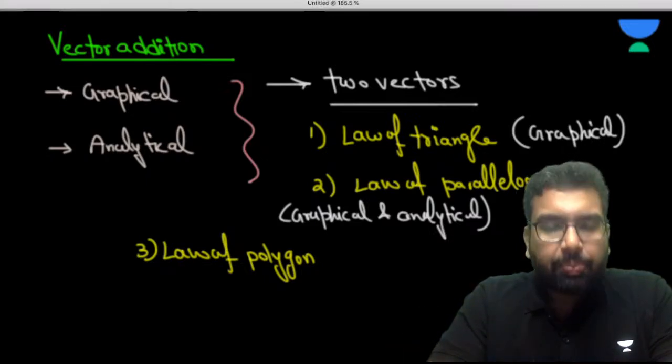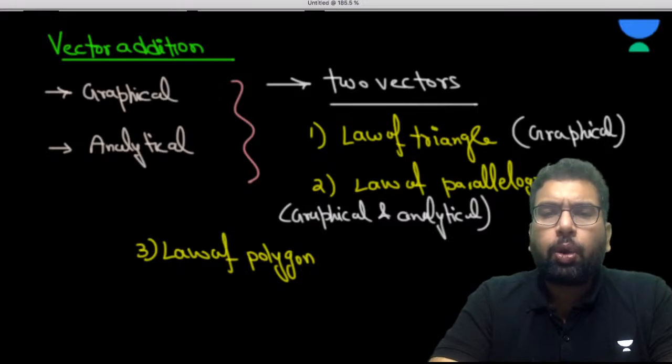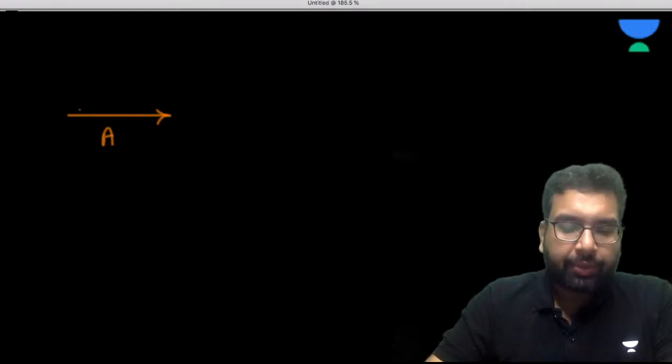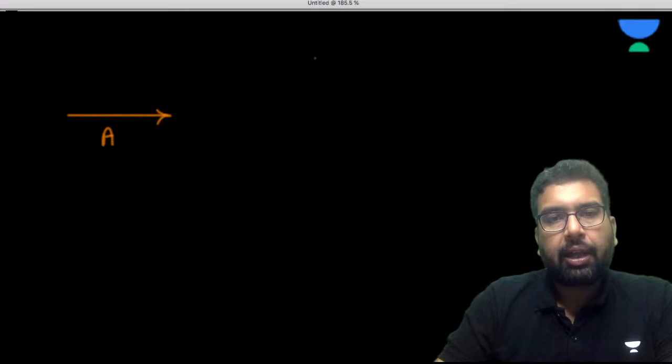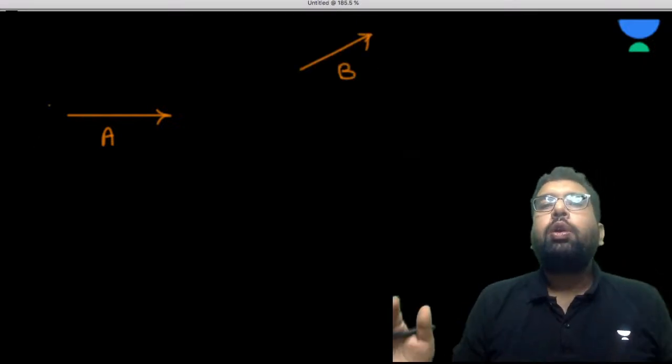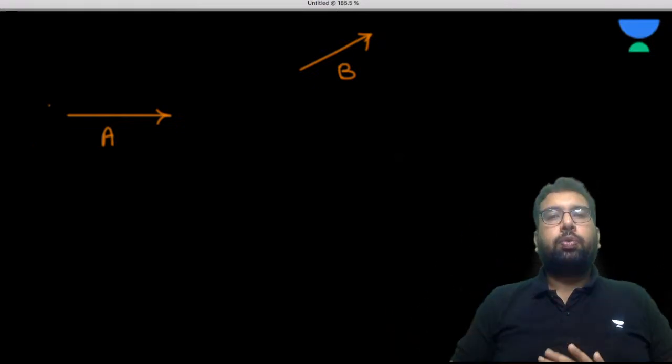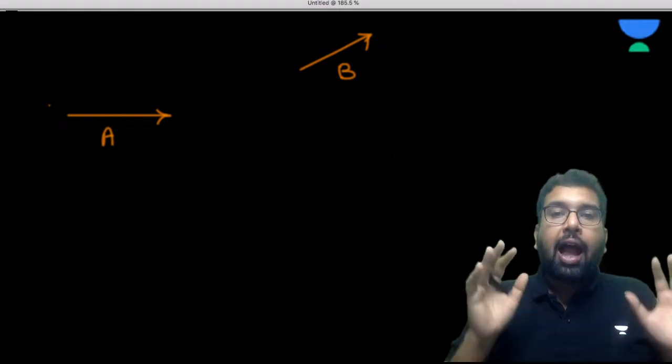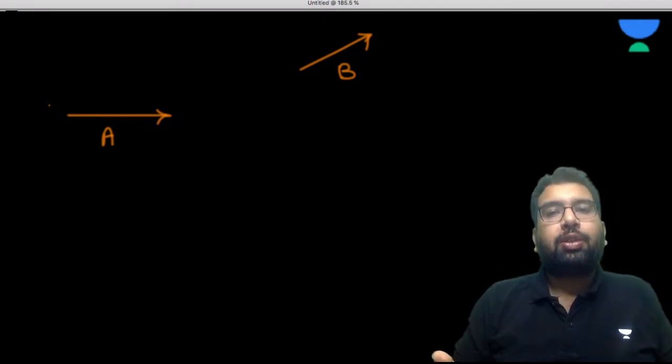The law of polygon is basically graphical. I'll tell you about it also. Now, first thing is this. Please understand this. I have two vectors. Let's suppose there is an A vector and there is a B vector. Now I want to do the addition of these two vectors.